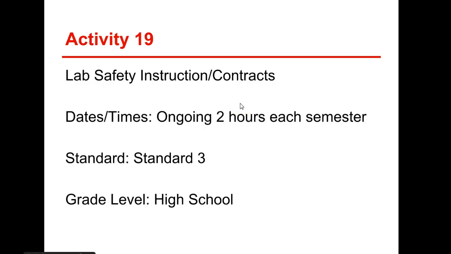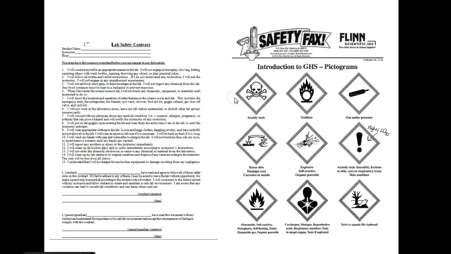Activity 19, lab safety instruction and contracts. We've developed a district-wide lab safety contract that all students have to sign before they're allowed to partake in lab in 9th, 10th, and 11th grade. We've also integrated a lot of use of pictograms so that our lab safety instruction is consistent across the district. You can see 2 examples here. This is the lab safety contract that we've developed and used, and these are some of the pictograms that we've started using district-wide.